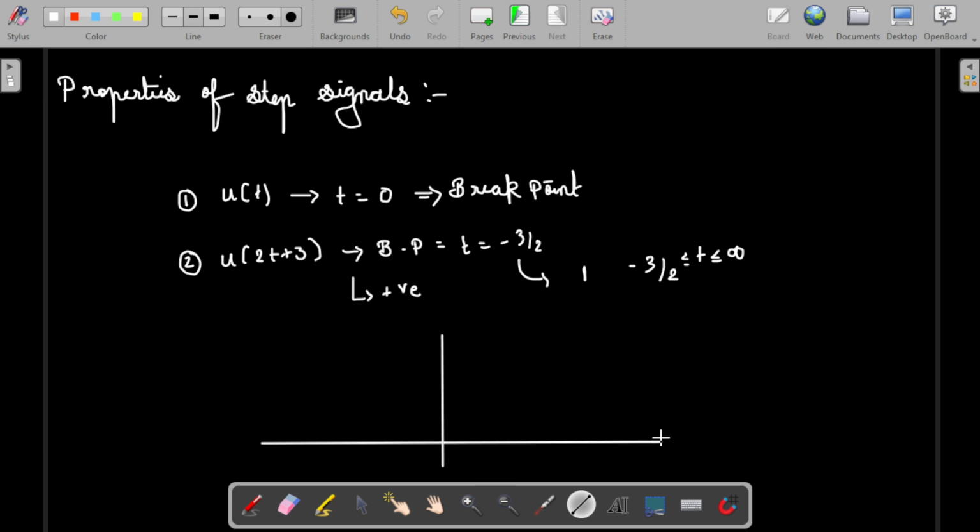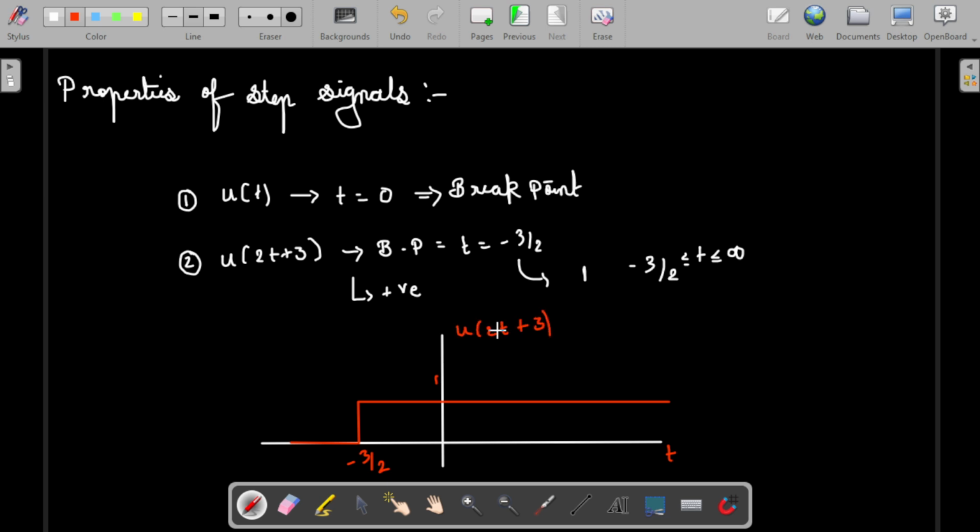There is a lot of confusion that usually occurs when we are drawing the shifted step signal. It will be like this, and once it has achieved minus 3 by 2, it will be going over like this way. So this is how it generally looks like. This value is equal to minus 3 by 2, and after this it will be positive, so it will be 1. This is u of 2t plus 3.